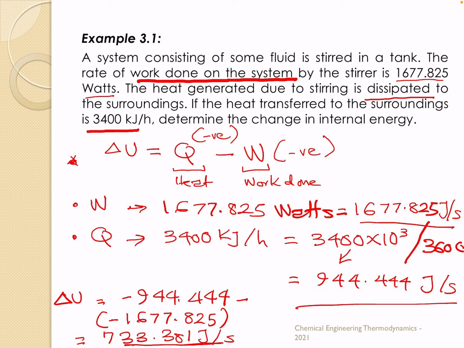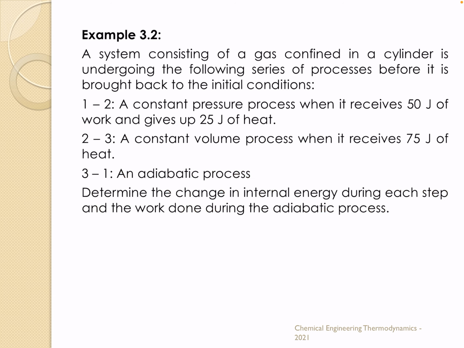The question asks us to determine the change in internal energy. We can also interpret it to say the internal energy of the system increases by 733.381 joules in 1 second. This is the way to interpret this answer. So that is that. Let's look at another example, 3.2.